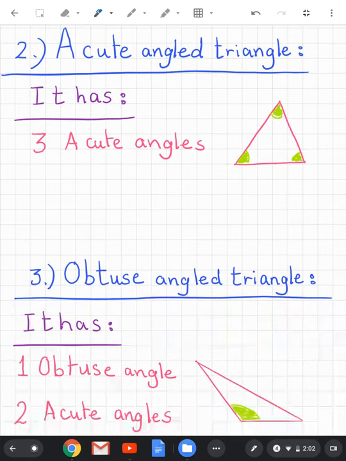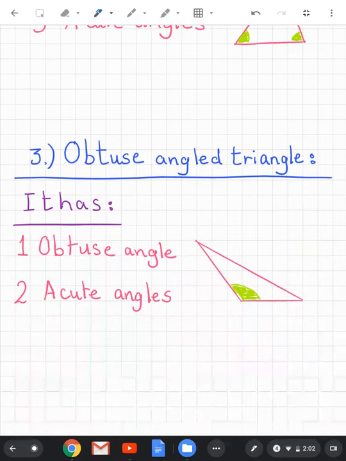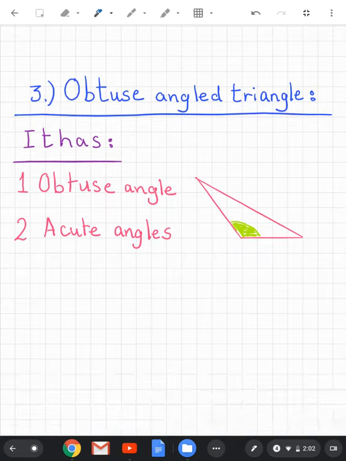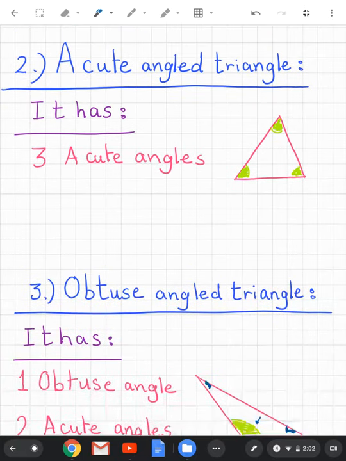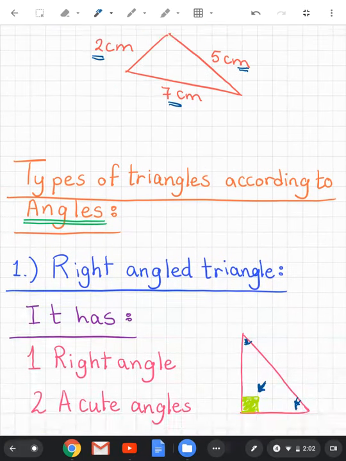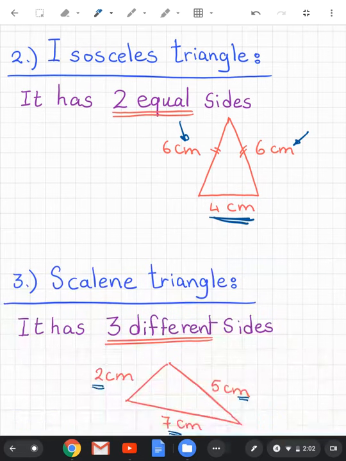Then the last type of triangles according to angles is the obtuse angled triangle. This triangle has 1 obtuse angle and 2 acute angles. The other 2 are acute angles. So again, we have different types of triangles according to the sides and according to the angles.